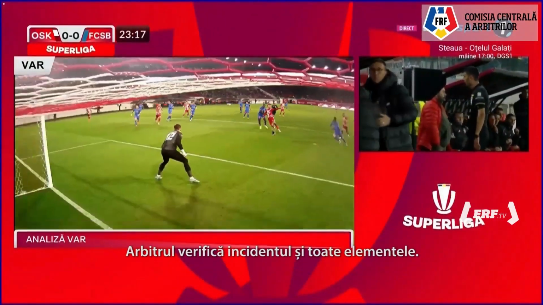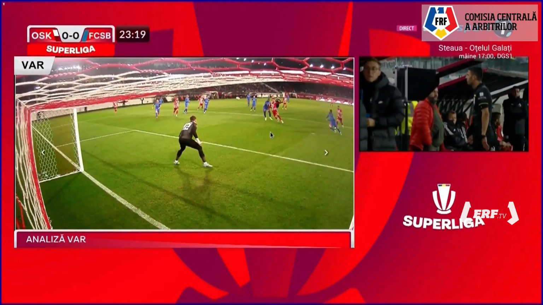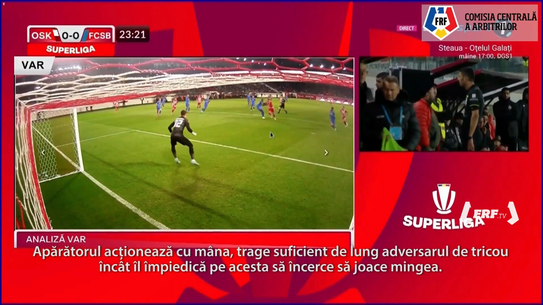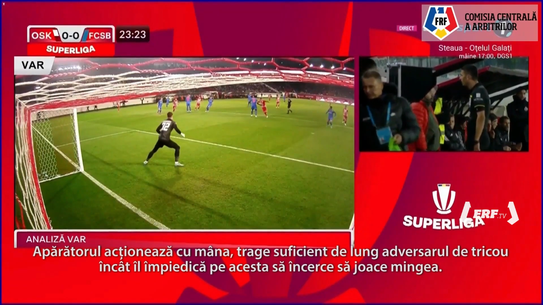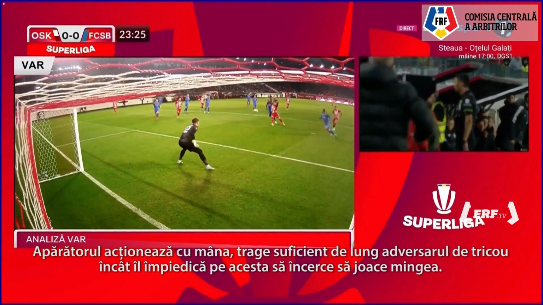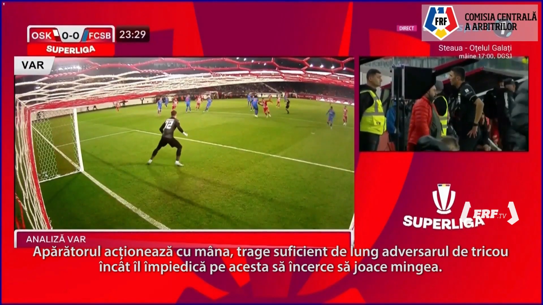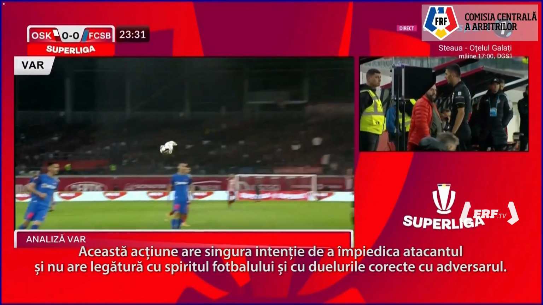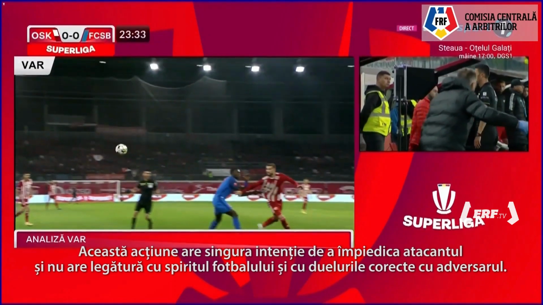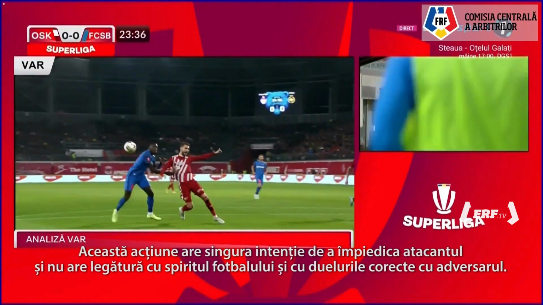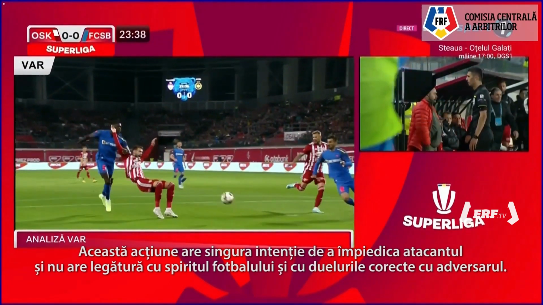The referee checks the incident and all the evidence. The defender makes an action only with his hand to pull long enough the attacker's jersey in order to impede his movement to challenge for the ball. This action has a sole intention with an impact on the attacker. It is out of the football spirit of challenging an opponent fairly.